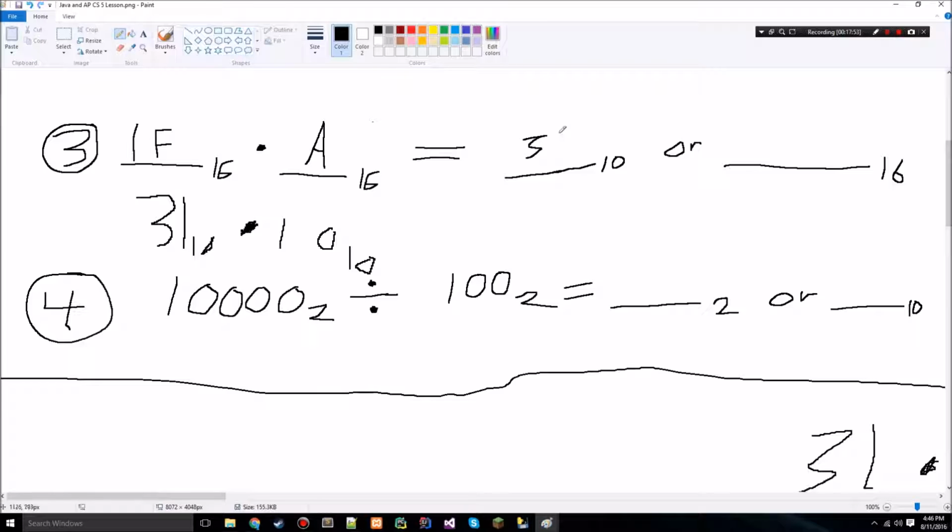So 310 base 10, because 1f is 31 base 10, and a is 10 base 10, and then you do multiplication like you normally would, so 310 base 10. And now we can go ahead and convert this into base 16 hexadecimal.